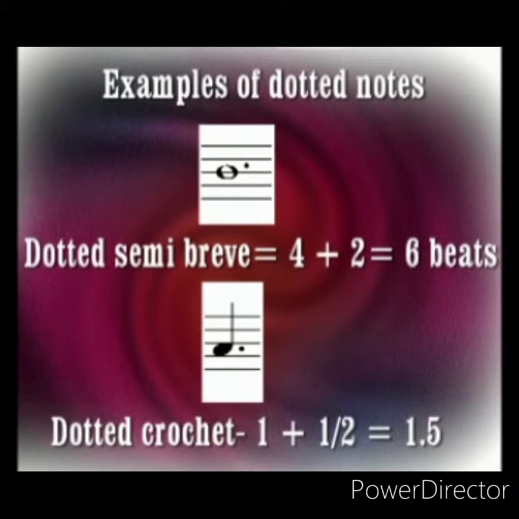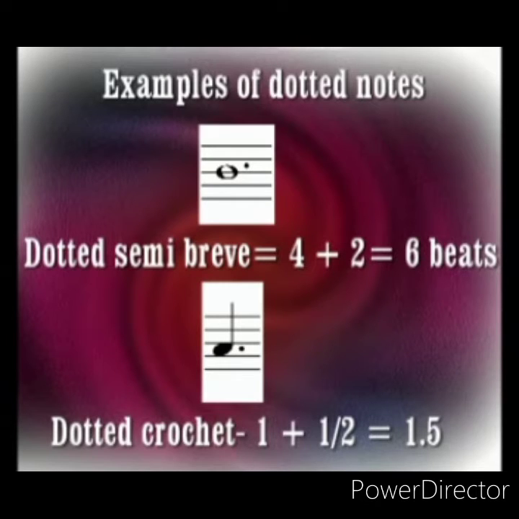Now we have come to the fourth example when we are explaining about dotted notes. Look at the first example. We have a dotted semi-breve. The idea is that there is a semi-breve on the line, which is the original structure of the semi-breve, and there is a dot attached to it that makes it become a dotted semi-breve.